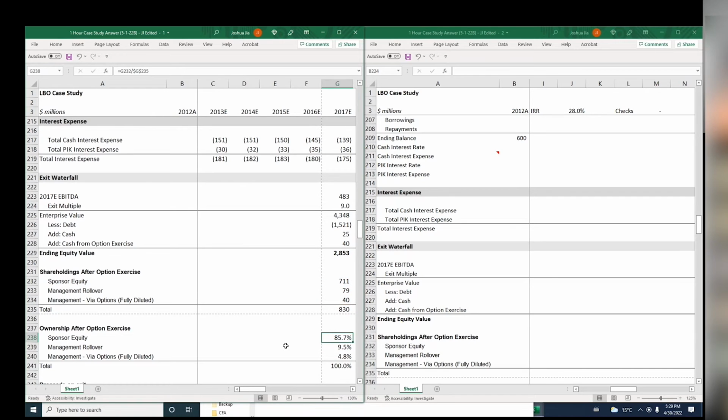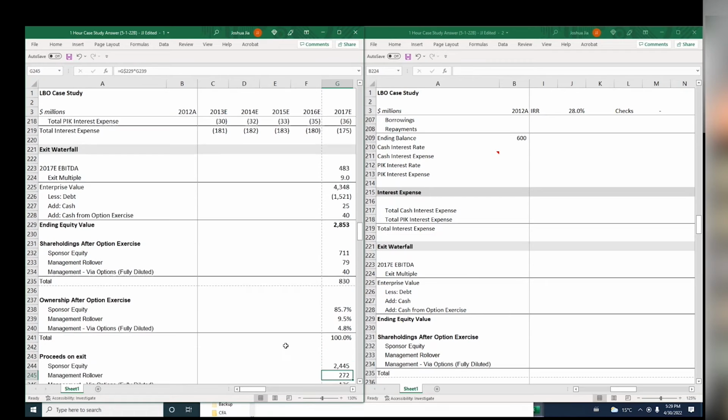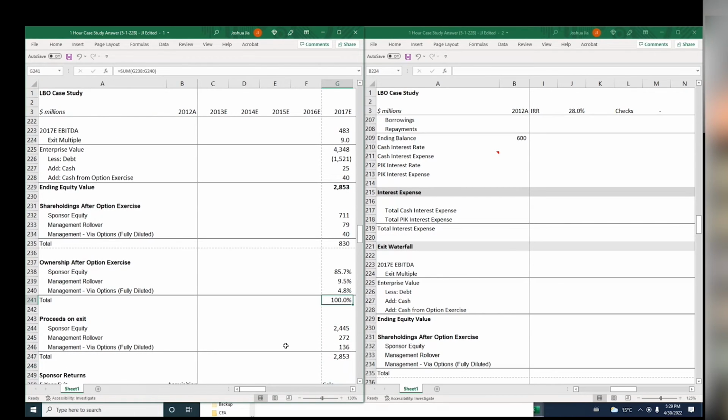The sponsor used to own 90%, now they own 86. Everything's down a little bit, which is normal. You just diluted everything. So once you find the actual percentage, now you can figure out the actual proceeds that go to the sponsor and management as well. We're going to get 86% of the equity value, and the rest is going to go to management, some of it via options.